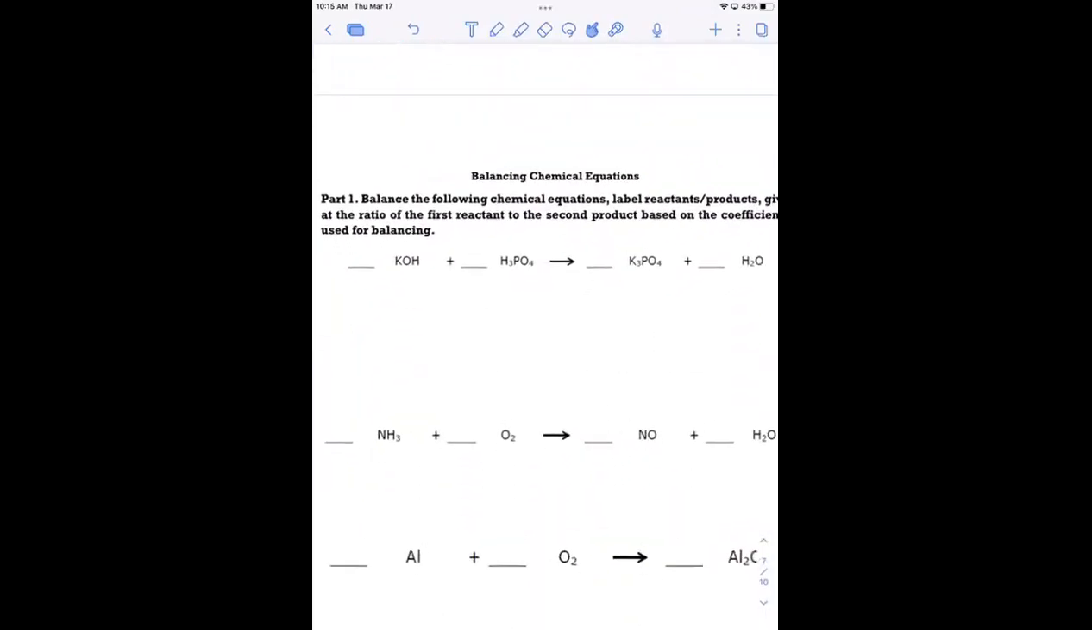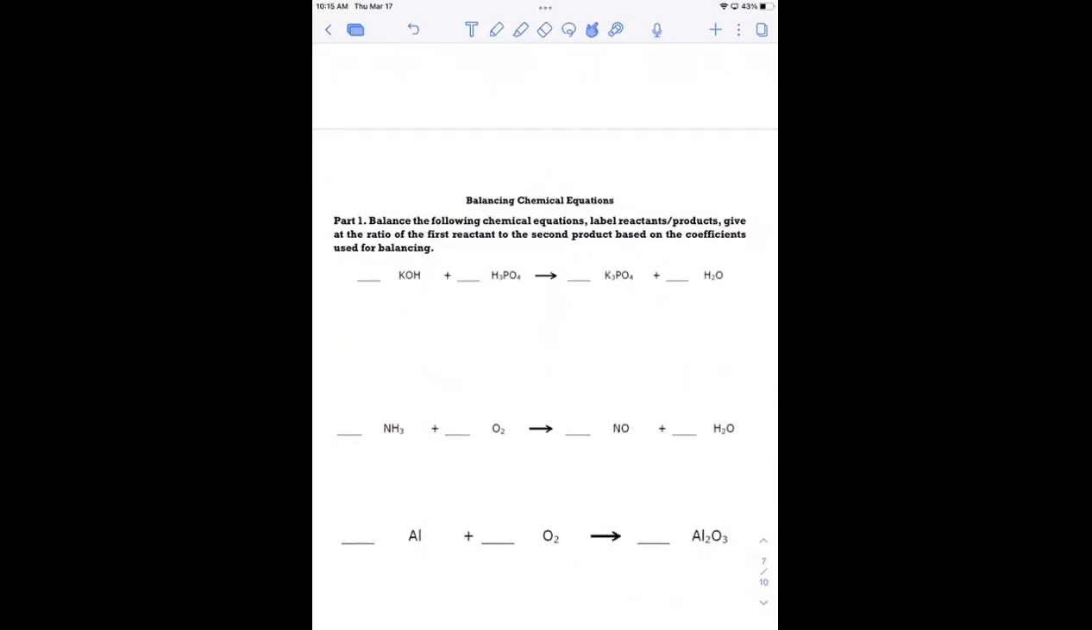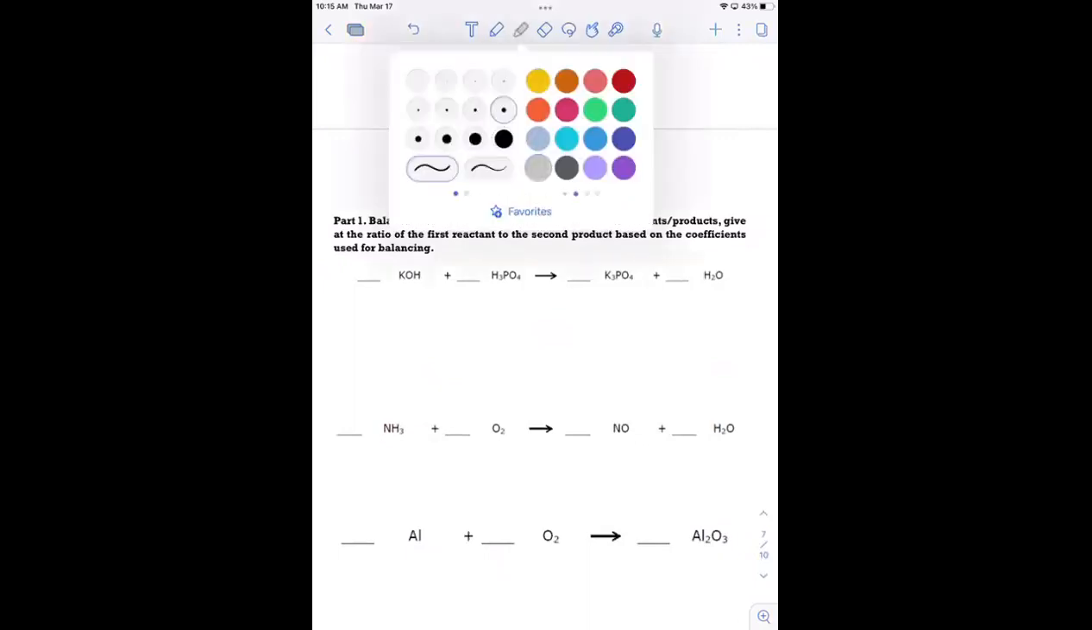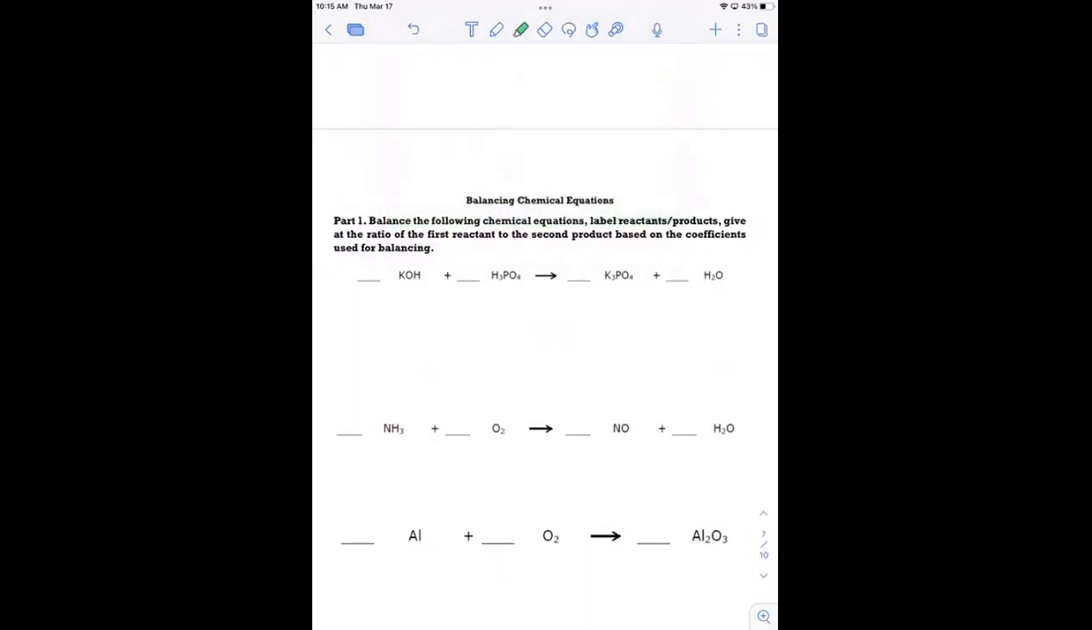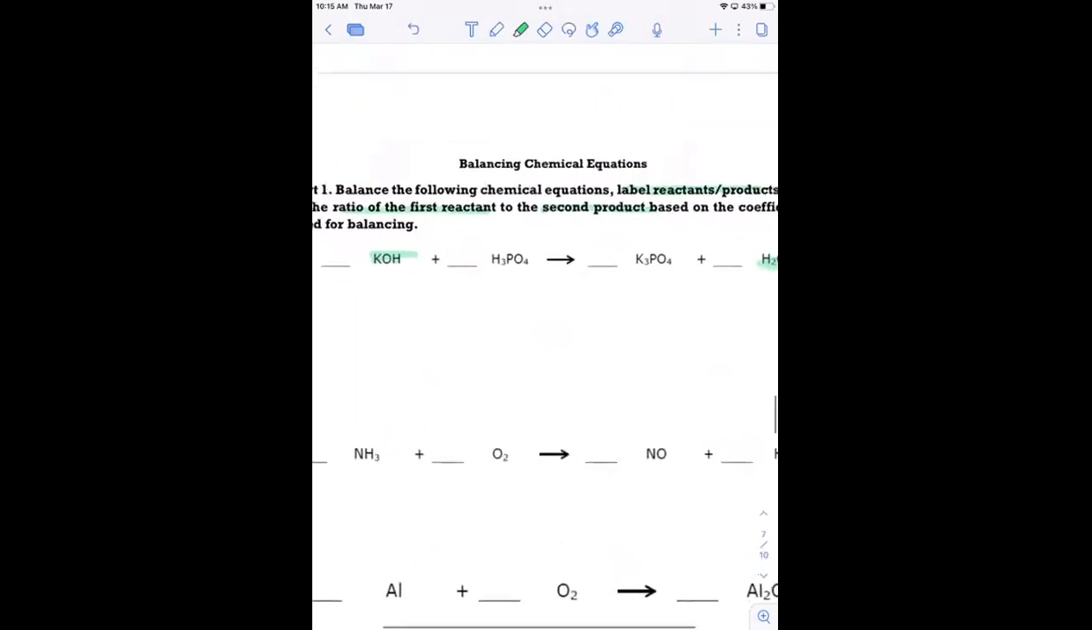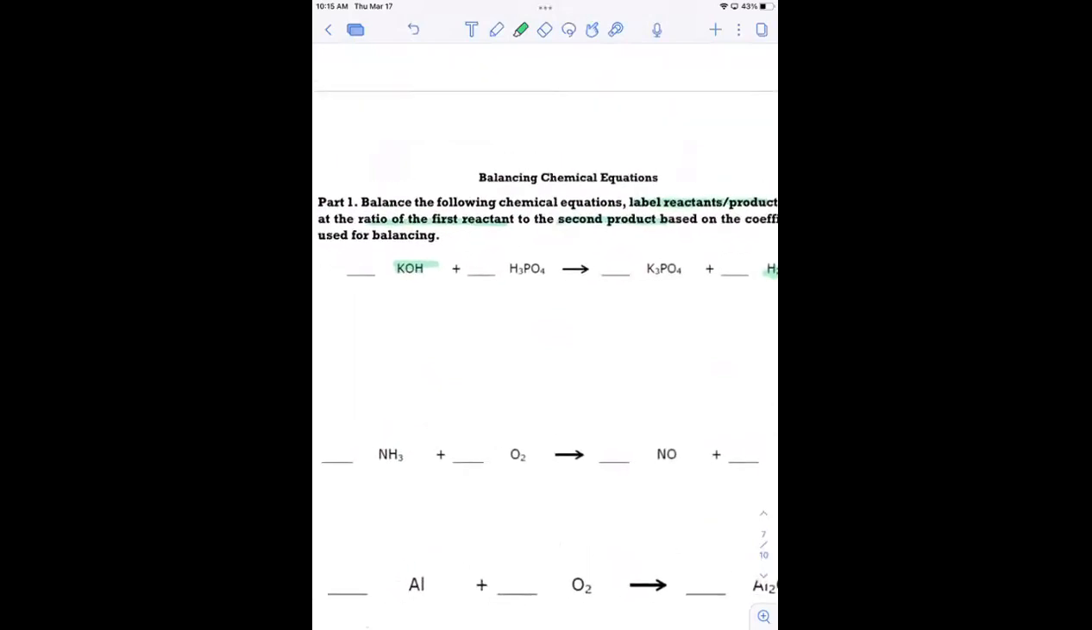And in these examples, we're going to apply some other skills too. So we're going to apply, obviously, labeling the reactants and the products. That's important. And the ratio of the first reactant and the second product. So that's going to be this reactant and this product in each example. All right, so let's look at the first example. And it just says balance the following chemical equations.